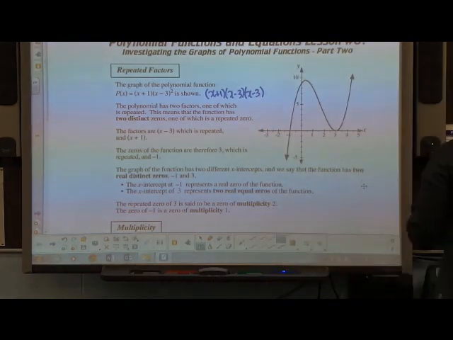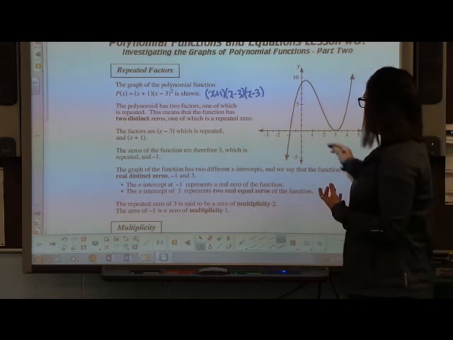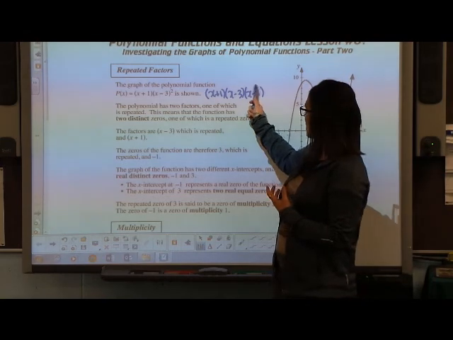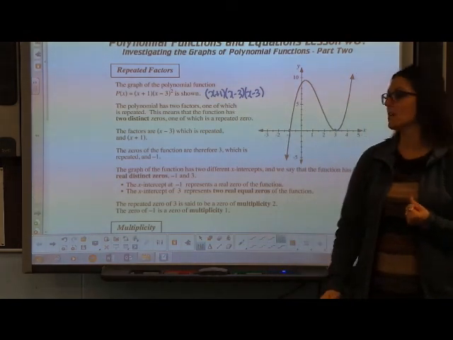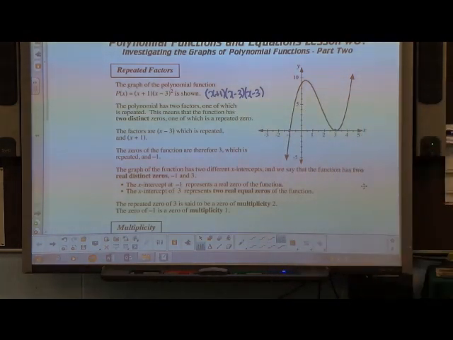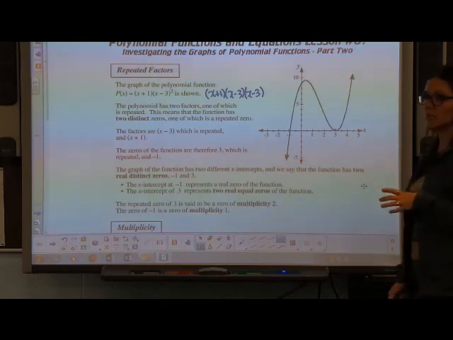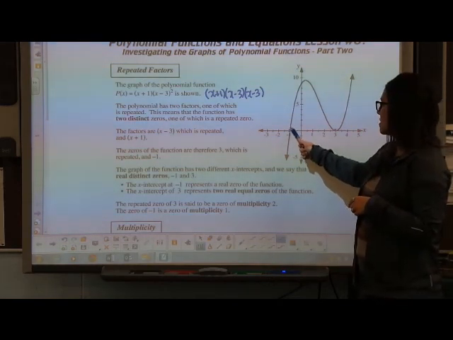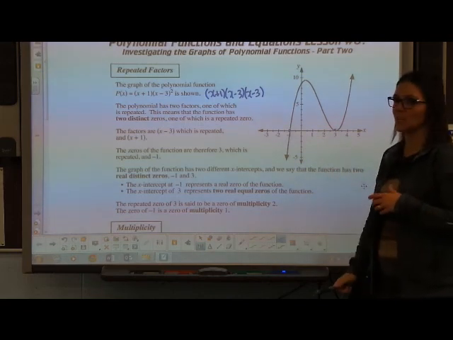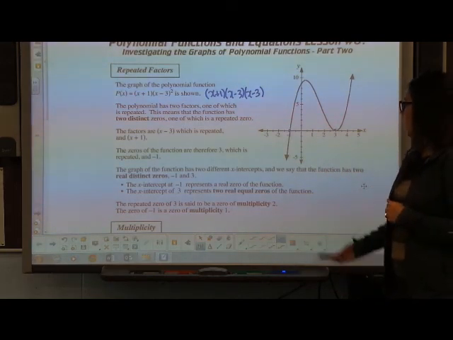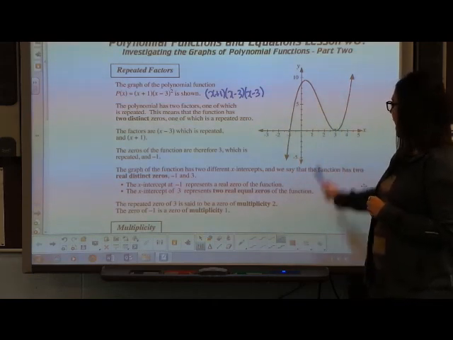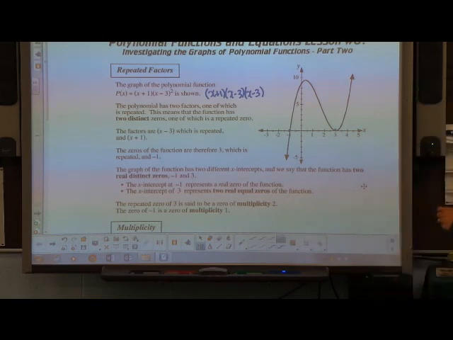So if I look at the graph, I have 2 zeros, because the 3 occurs twice. So we can say that the graph of the function has 2 different x-intercepts, which gives it 2 real distinct zeros. These are real numbers, and they're distinct, meaning that they're different from each other. So at -1, I have a real zero, and at 3, I have 2 real and equal zeros.